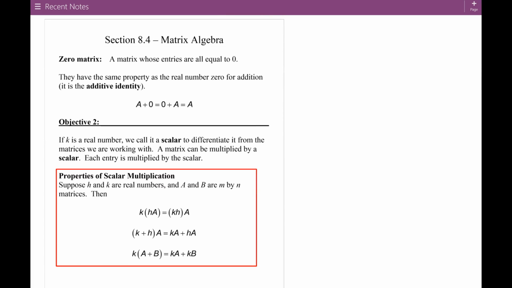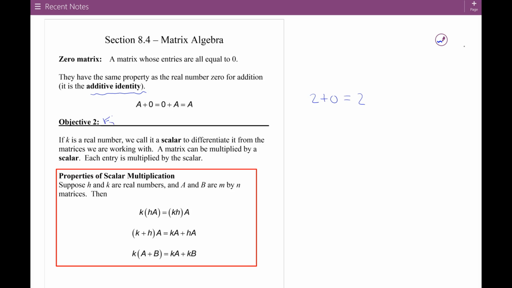So let's define the zero matrix as a matrix whose entries are all zero, and so that will have the property of, if you add a matrix with all 0 entries, it won't change your matrix. So it's called the additive identity. It works like the number 0 when we're working with real numbers, but it's a matrix.